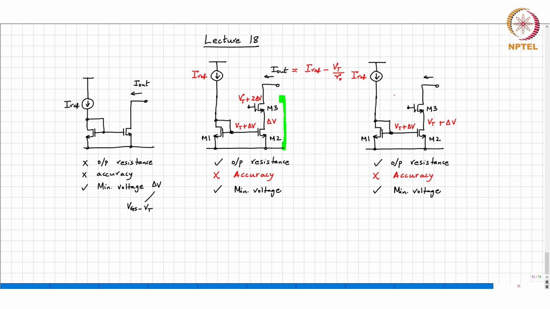It should be 2 Vt plus 2 delta. Correct? Now, so the minimum voltage is 2 delta V in this case. Alright. So now what comment can you make about accuracy?